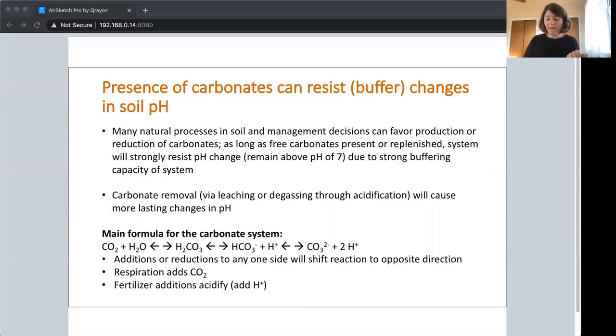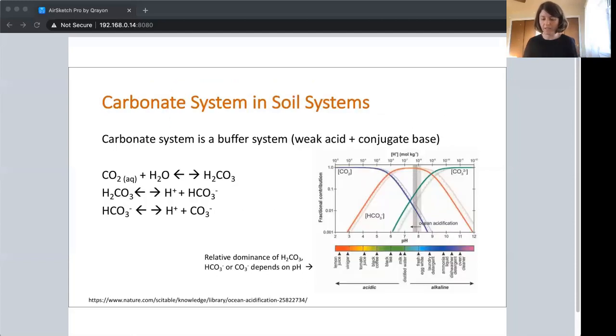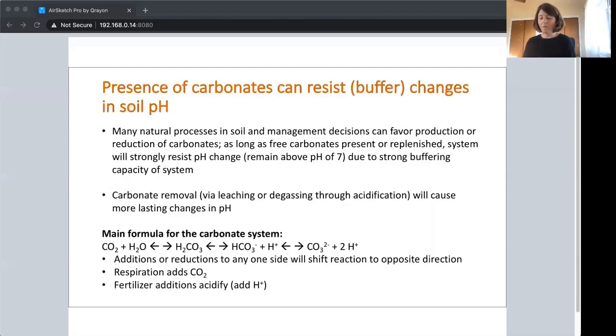Okay, and so there are many natural processes in soil and management decisions that can favor the production or reduction of carbonates. So I want to go back just to these three reactions that are involved in the carbonate system. If you have reactions that are leading to acidification, so you have more H+ ions, that will make this reaction go further to the left. But if you have an increase in respiration because you have more microbial activity, then you have this going to the right. So there are a lot of different processes that can push and pull this in different directions, but because this is a buffer system, it's really able to resist change, and there's just this strong buffering capacity where it will maintain your soil water often above 7 if you have carbonates present.